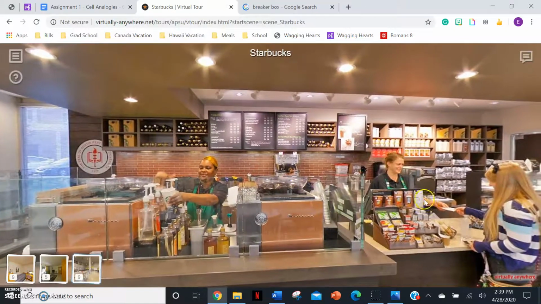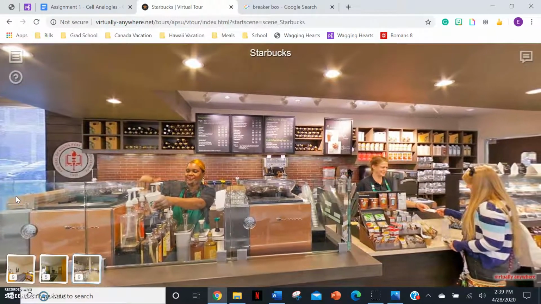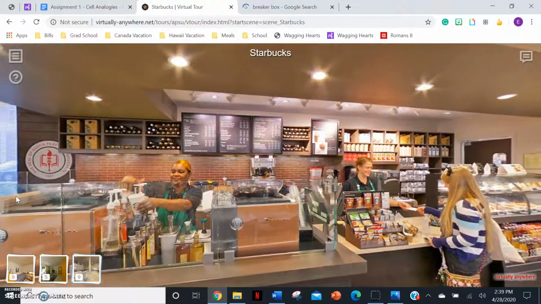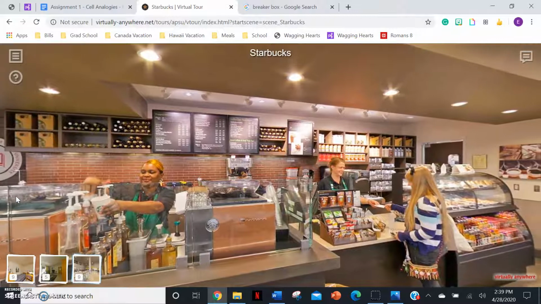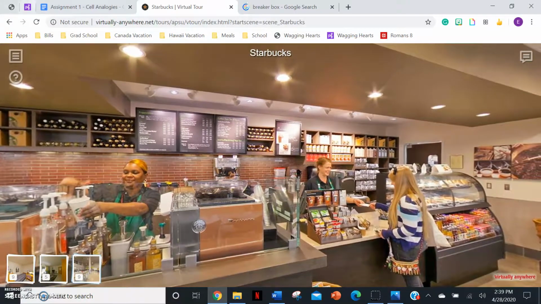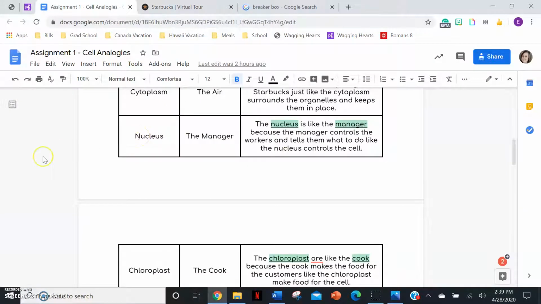Take a look at these two ladies here. They know when to show up to work, they know when to leave work, and they know what to do while they're at work because their manager tells them what to do. The same is true about the nucleus. It controls the cell and everything that happens inside.